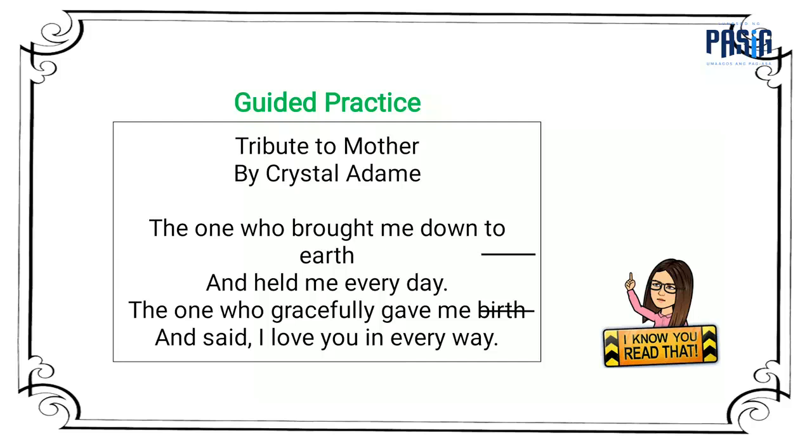The words earth and birth on the first and third line are both labeled A because they rhyme with one another. The words day and way are both labeled B, as they have the same rhyming sound. So the correct rhyme scheme in this poem is ABAB.